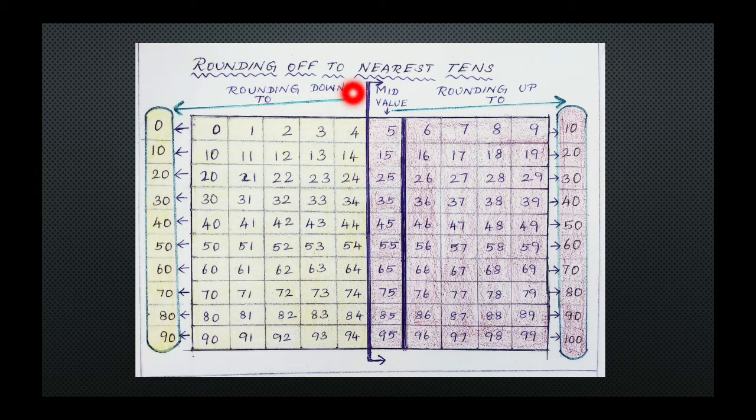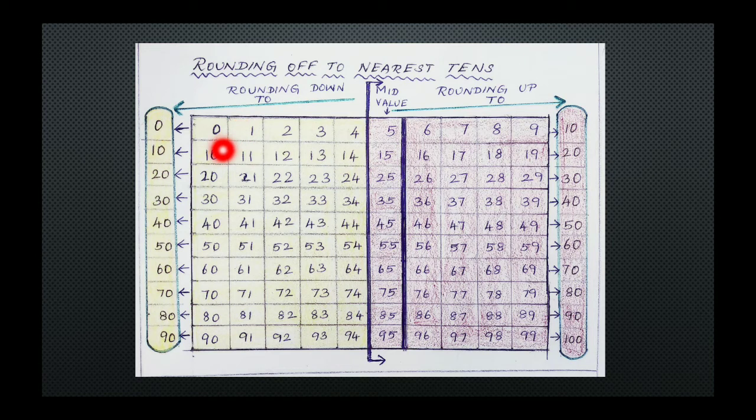Rounding off to nearest tens. Here we have a chart of numbers. Let us see how to use this chart to understand easily rounding off to nearest tens or estimating to nearest tens. See, for rounding off to nearest tens, we have to consider the last two digits, tens digit and ones digit only.